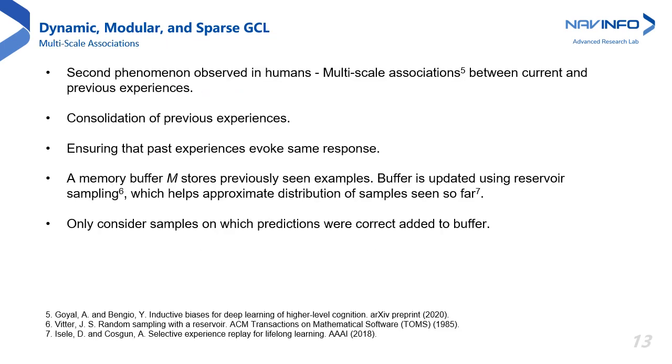We now look at a second phenomenon observed in humans in the context of continual learning: multi-scale associations between current and previous experiences. This concerns consolidation of previous experiences and ensuring that past experiences evoke the same response. To this end, following other rehearsal-based methods for general continual learning, we use a memory buffer M of finite size that stores previously seen examples. The buffer is updated using reservoir sampling, which helps approximate the distribution of samples seen so far. Note that we only consider samples on which predictions were correct for addition to the buffer.